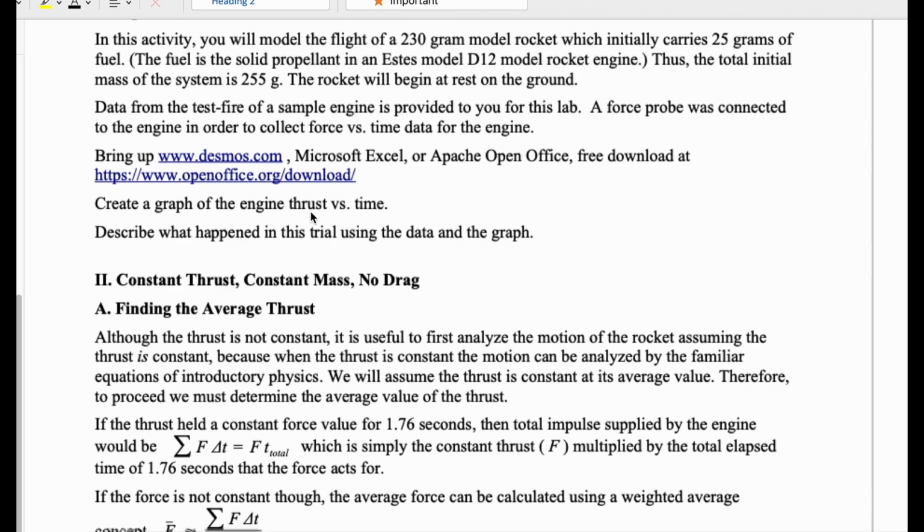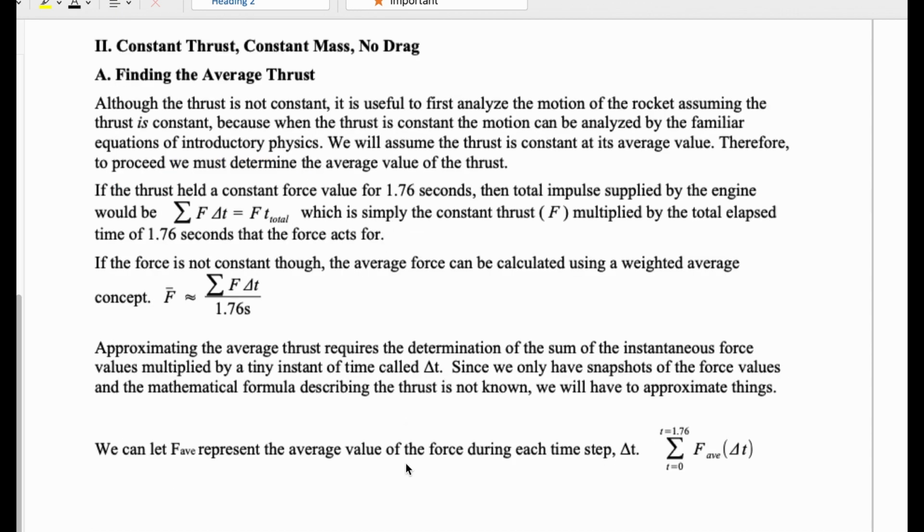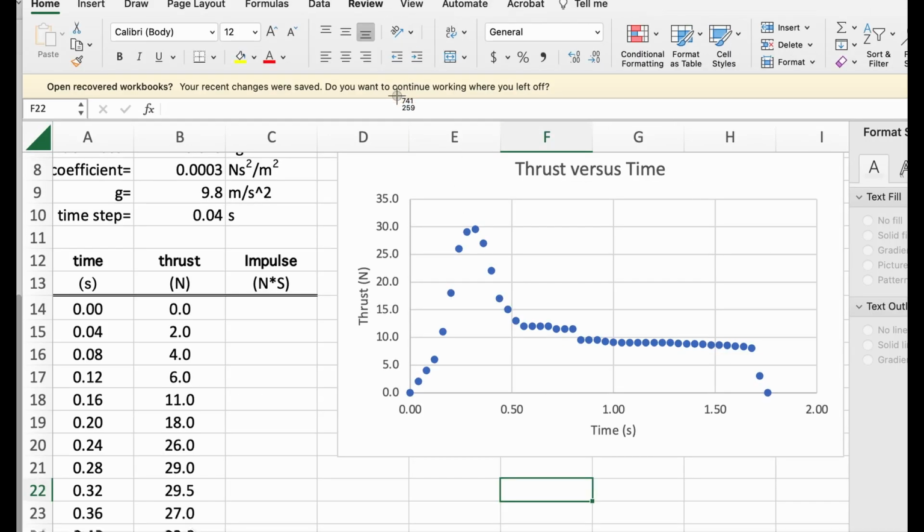Okay, so we're going to create a graph of thrust versus time. We just did that. Now the first model that we're going to try is, let's pretend that the thrust is constant. If you take a look at the graph, we're going to be looking for a graph we could make that's kind of similar to this graph, except that it's just one force value instead of a change in force value.